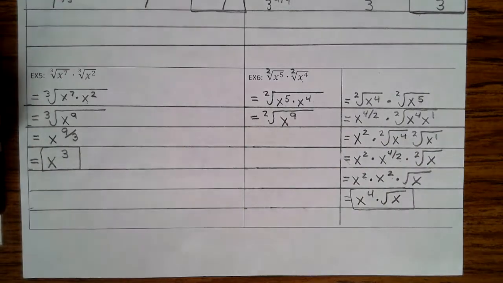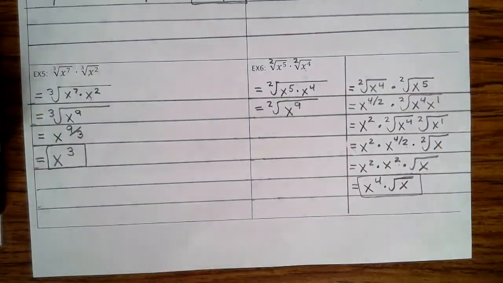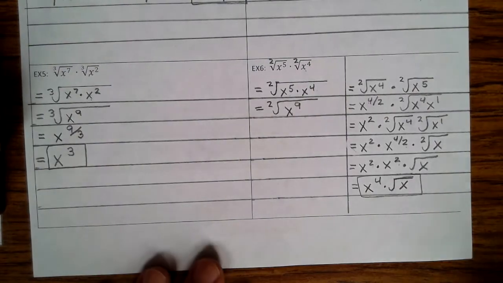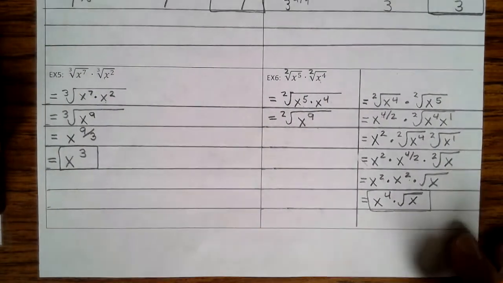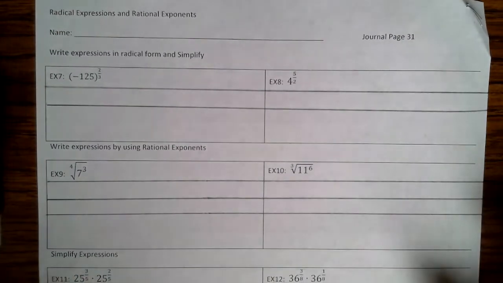Okay, so go ahead and finish that up. Let me try to straighten that square root sign up a little bit. All right, go ahead and finish up that example. All right, now this one's unique in that we have a back of the page, so we're going to go through that. Okay, example number 7.